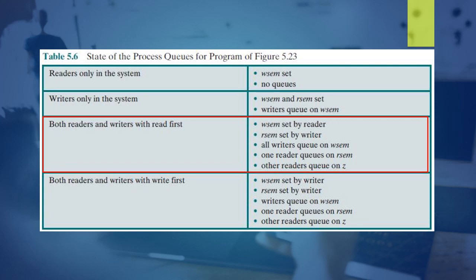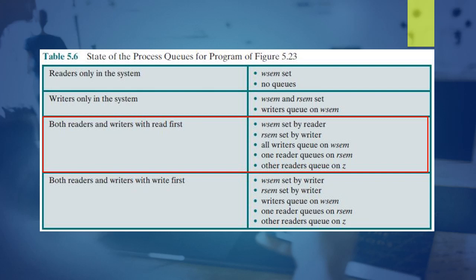Suppose readers and writers are present in the system, but a reader has come first. So the reader sets WSIM to 0 to stop writers from coming in while it reads. Any writer after the first reader sets RSIM to 0. The second reader to come into the system waits on RSIM. All other readers wait on Z. All writers wait on WSIM.